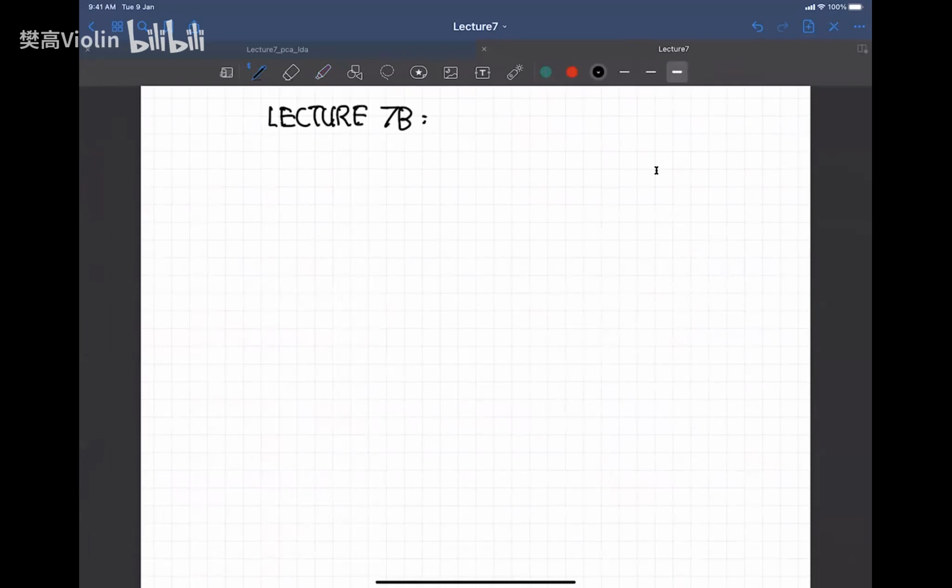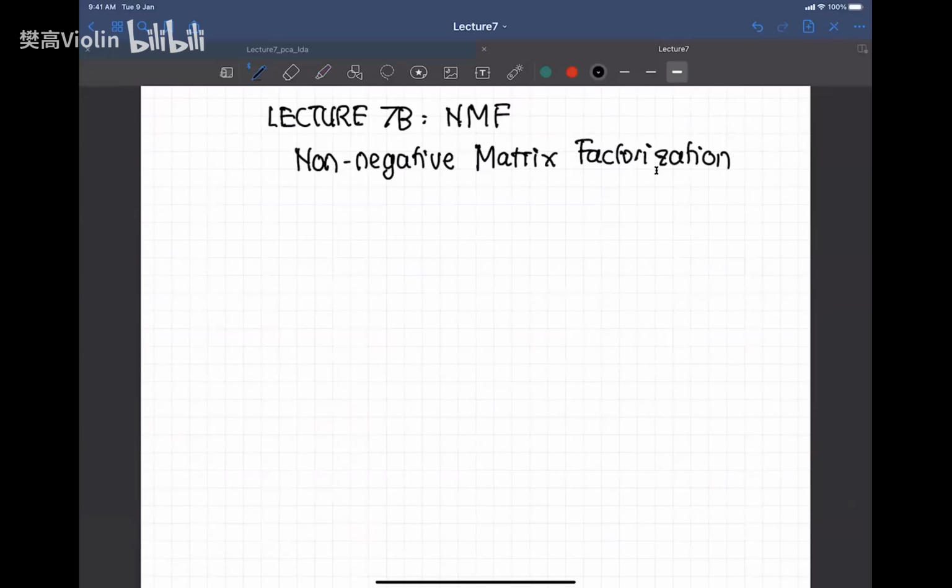The second topic is NMF, which is non-negative matrix factorization. Okay, so what is the motivation here? The motivation follows exactly the same as in PCA. So this is actually the extension of PCA.